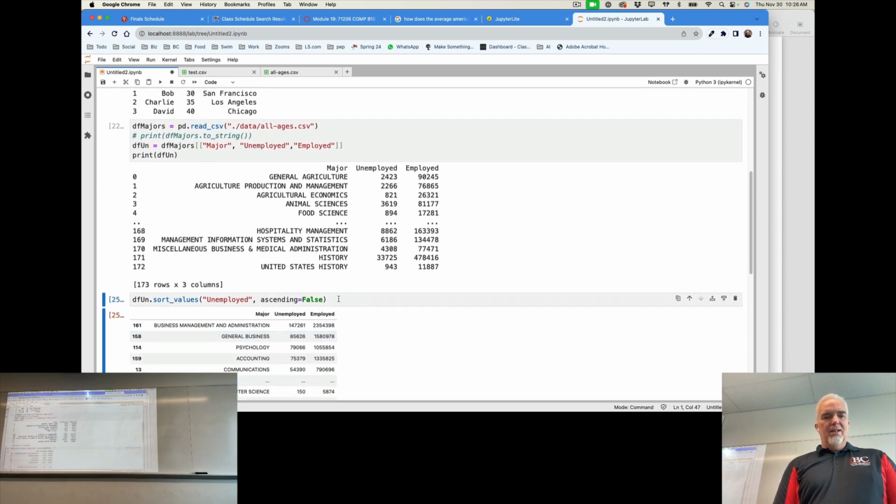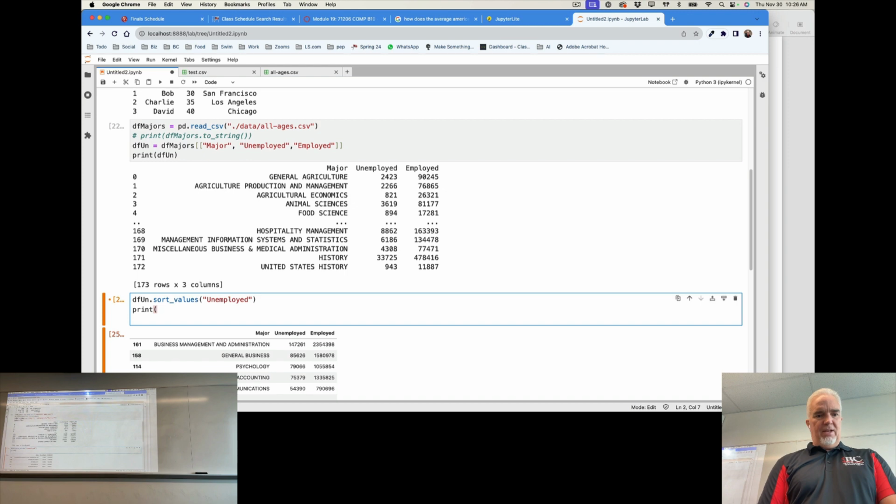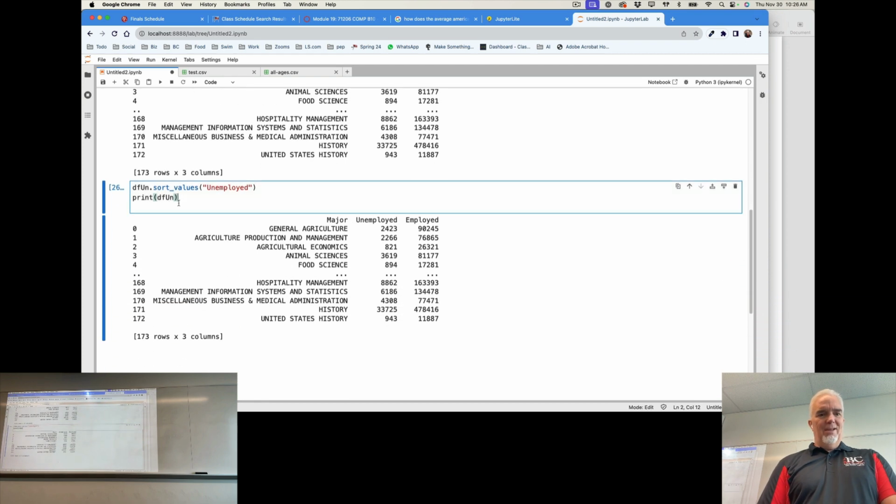Let's run it back here and put it back to the other way. And I'm going to print the whole data set because this is interesting. DF. It would, wouldn't it?